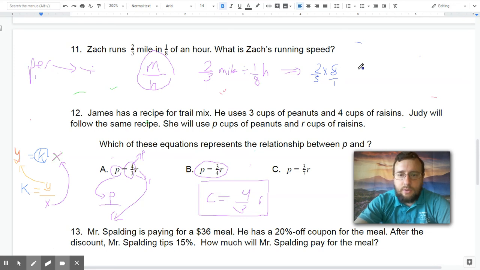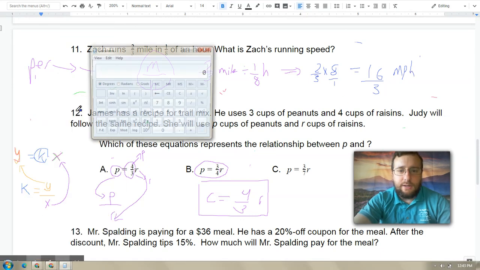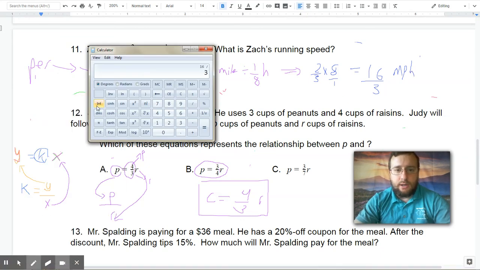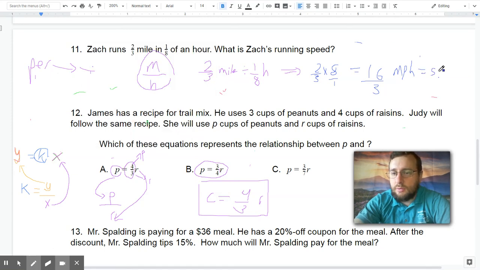And then your answer for this would be 2 times 8, which is 16, and 3 times 1, which is 3. So 16/3 of a mile per hour, which you could plug in a calculator to get a decimal, but it's not really required. The problem doesn't say it wants it that way. But if you did that and you got 5.3 miles per hour, that would be okay. And that's how you do that.